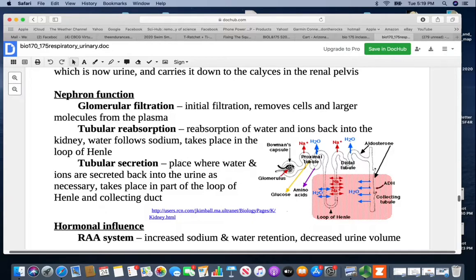So tubular reabsorption, here we're going to pull some of the water and ions back into the kidney. If we move sodium, the water is going to follow the sodium. So this will take place in the loop of Henle. Then we have some tubular secretion where you're going to put water and ions back into the urine as necessary. So filtering is basically just a process of moving things back and forth across the membrane. So this will take part in part of the loop of Henle and the collecting duct.